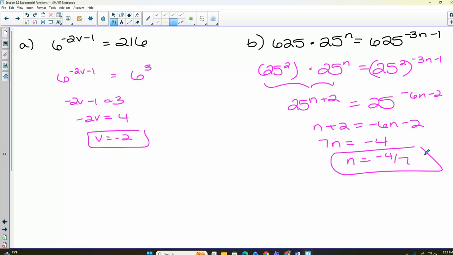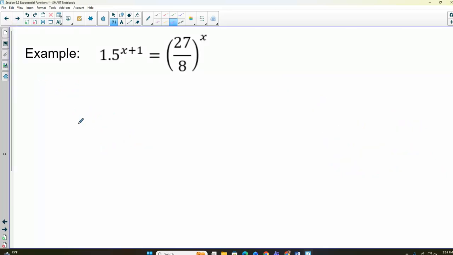I do want to look at one more, and I want everyone to pay attention because it's a little bit tricky. So I want to make sure we know how to approach a problem like that. So if I said 1.5 to the x plus 1 equals 27 over 8 to the x.